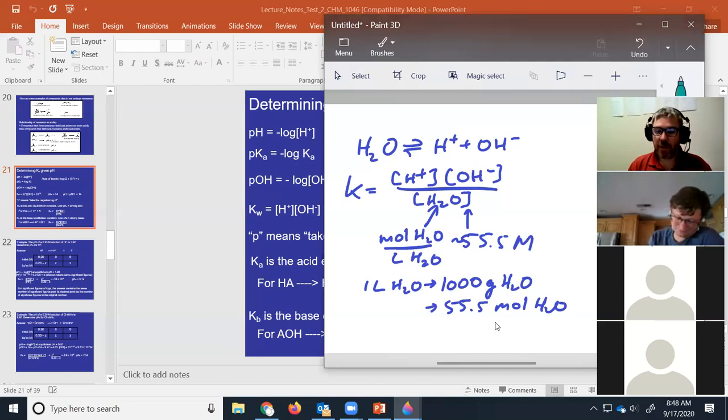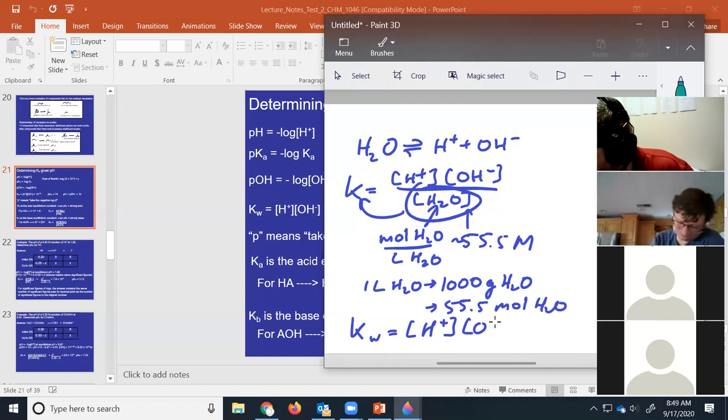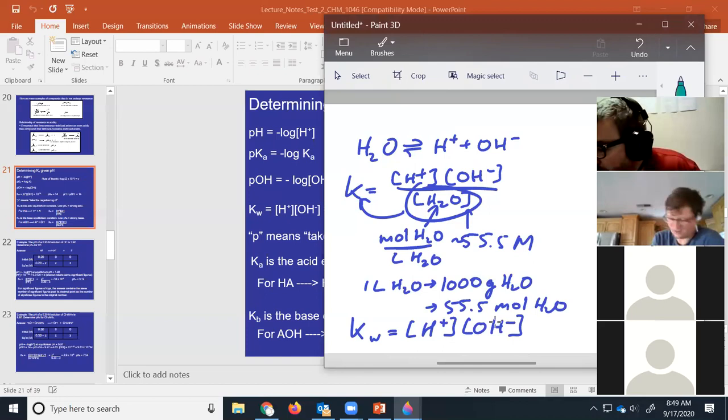I mean, that's really concentrated. That's really constant. It's effectively constant. So what we can do is take this H2O and tie it in with the K, and we end up with this new constant we're calling Kw, which is equal to the OH minus times the H plus. And Kw actually has a set value of 10 to the negative 14.